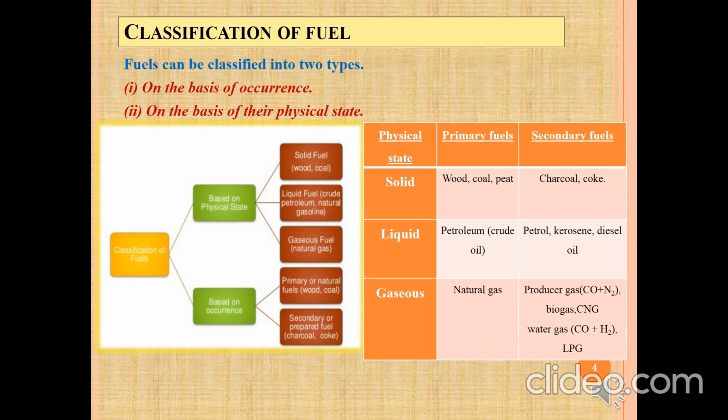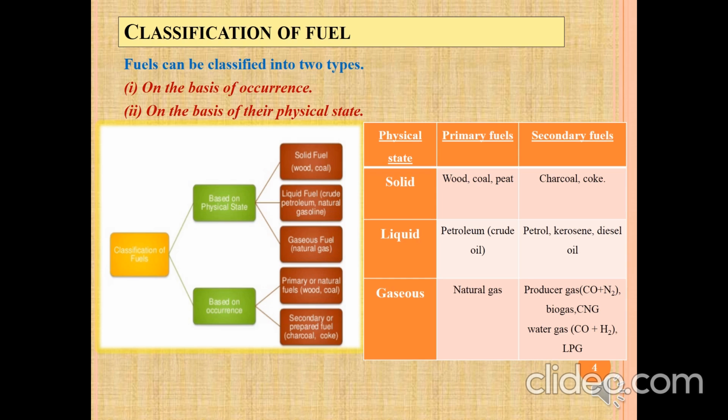Next, what is secondary fuel? Secondary fuels are the fuels derived from primary fuel by chemical processing. Examples are coke, kerosene and LPG. Next, we can classify the fuel on the basis of their physical state as solid fuel, liquid fuel and gaseous fuel. Examples for a solid fuel are wood, coal, peat. These are nothing but primary fuels. Examples for a solid fuel which is a secondary fuel are charcoal and coke. These are the products which are derived from the primary fuel.